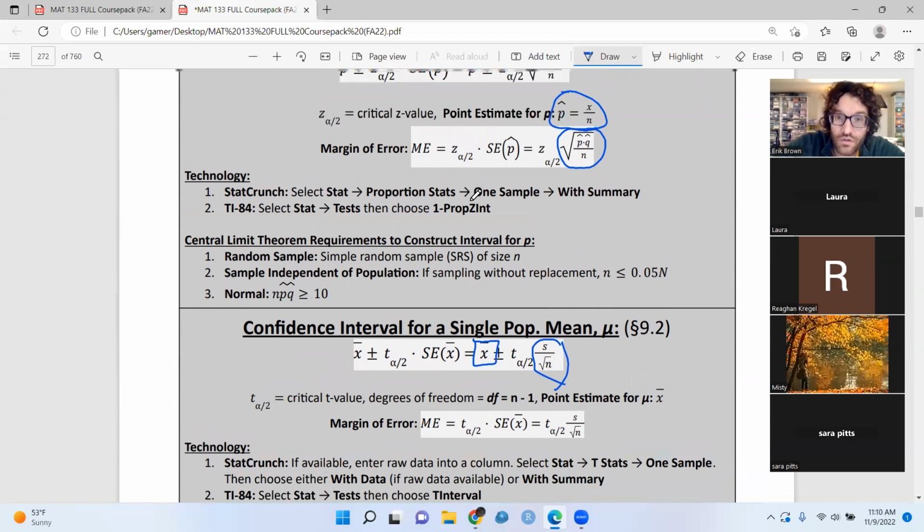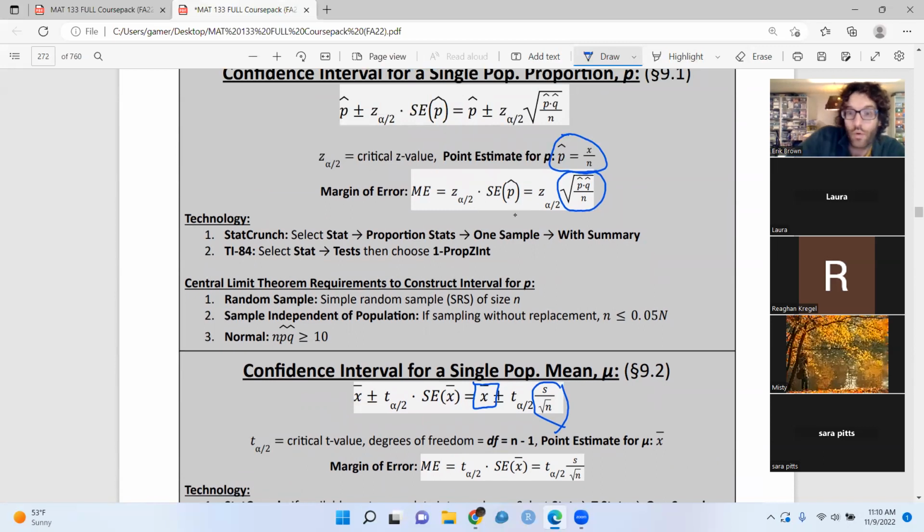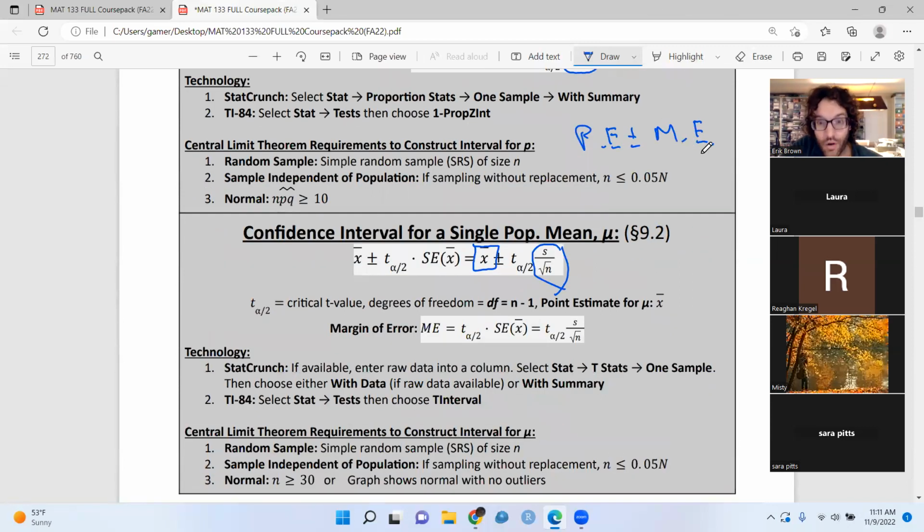So in some ways, these formulas are exactly the same. It's the point estimate plus or minus the margin of error. Point estimates are different, P hats, X bars. The margin of errors are calculated differently. We have the different spread formulas that you already knew about, and then we have different critical values, Z versus T. But otherwise, all the rest of the confidence interval information that you know from 9.1 is the same. The point estimate's the middle. The distance between the point estimate and the upper limit and the point estimate and the lower limit is equal, and that's the margin of error.